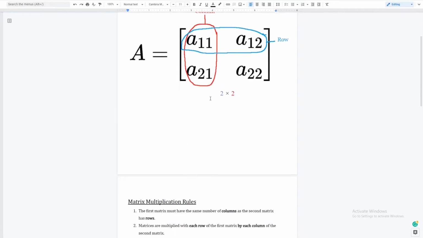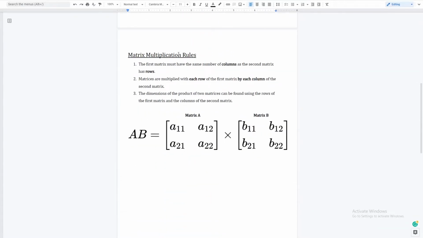So now that we're familiar with what a matrix looks like, we have some rules when it comes to multiplying them. The first rule is that in order to multiply two matrices, the first matrix must have the same number of columns as the second matrix has rows. So basically, if I wanted to multiply matrix A by matrix B, then matrix A, since it has two columns, requires matrix B to have two rows. In other words, if matrix B had 3 rows or 4 rows, then we couldn't multiply these together.